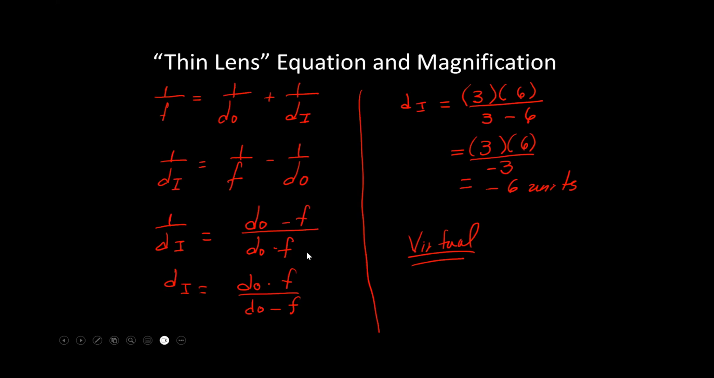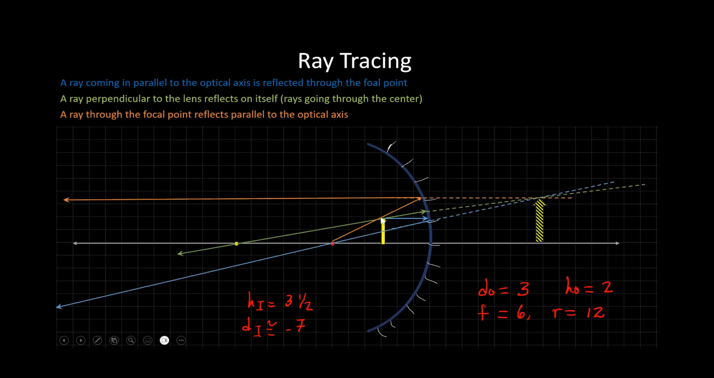Negative di over do. So negative 3 over do. Oh, negative 6, I'm sorry. Di is negative 6, and do is 3. So negative 6 over 3, which is 2. So magnification of 2. So this should measure roughly 4. This is 2. This measures 4. Yeah, we fell short a little bit.